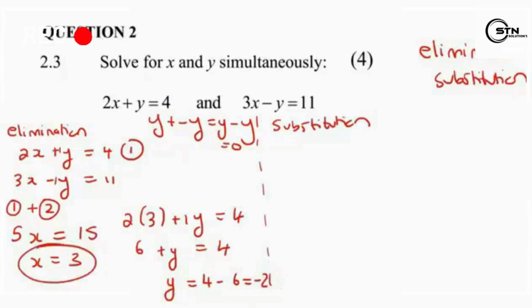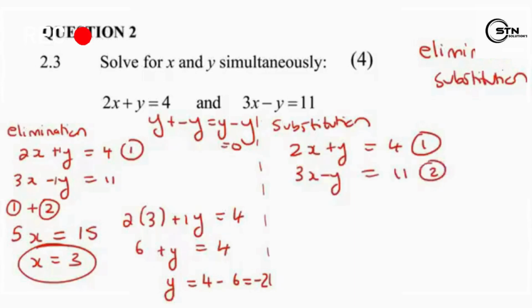Let me show you substitution, which will become more popular, especially in grade 11 and 12. So with substitution, let's just write down the two equations. 2x plus y equals 4. We can call that number 1. 3x minus y equals 11. We'll call that number 2. I'm going to do this in a different color.